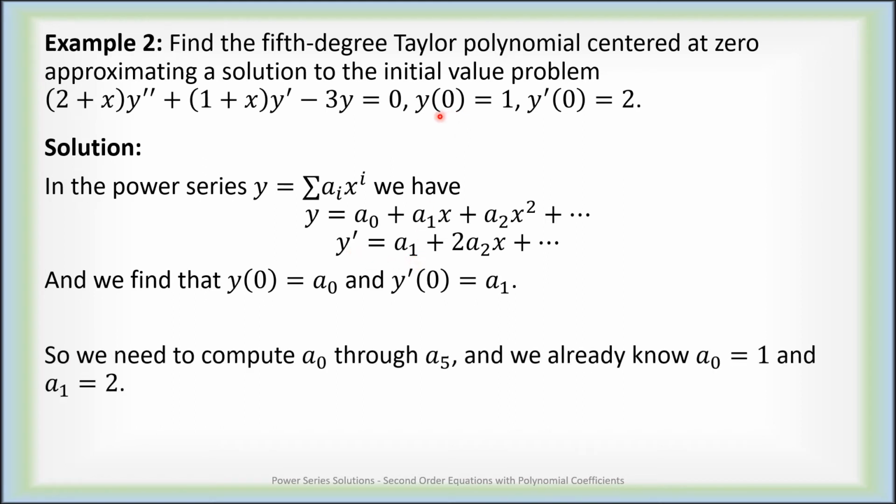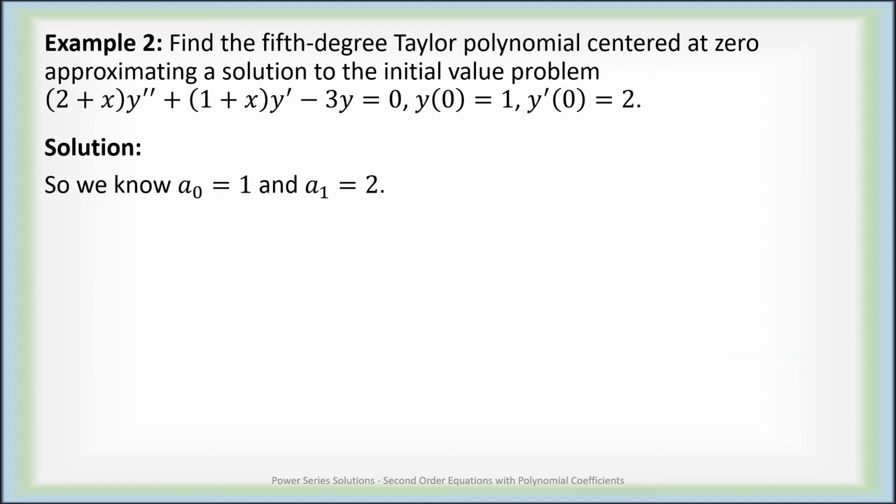So we already know that a0 is 1 because we were given y of 0 is 1. And we already know that a1 is 2 because we were given y prime of 0 is 2. So we actually know the first two coefficients: a0 is 1 and a1 is 2.